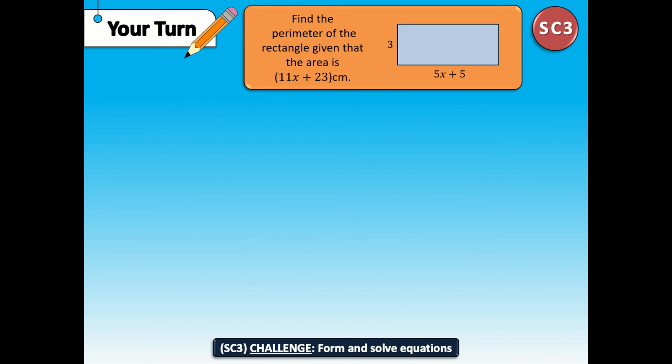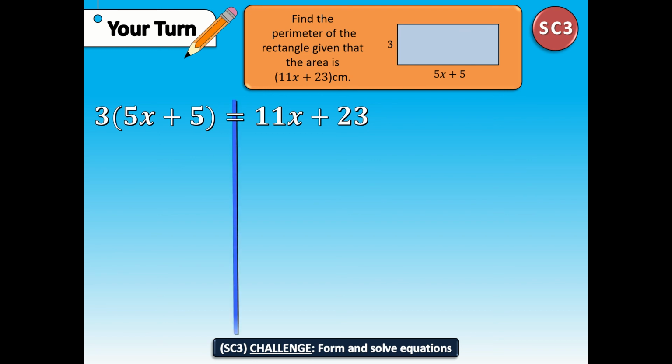For your amber question, we want to find the perimeter of the rectangle, given that the area is 11x plus 23. So to find the area of a rectangle, we do the length times the width, so that's 3 times 5x plus 5, and we know that's equal to 11x plus 23. So the first thing we need to do is expand that bracket, so we times 5x plus 5 by 3, which is 15x plus 15.